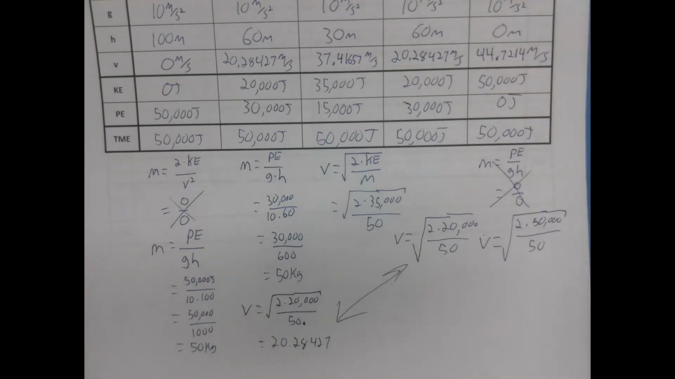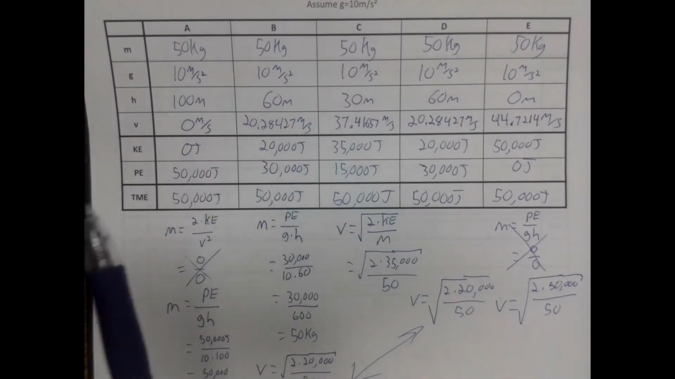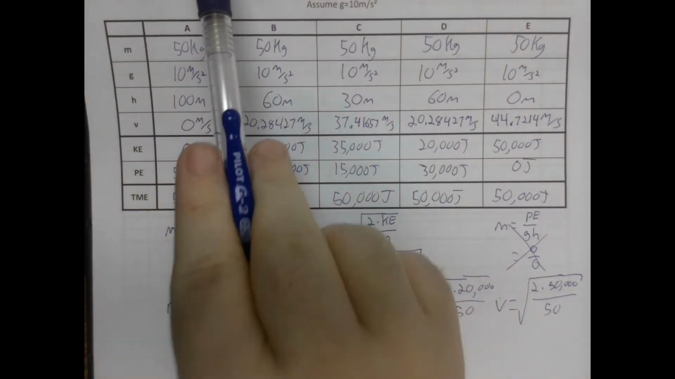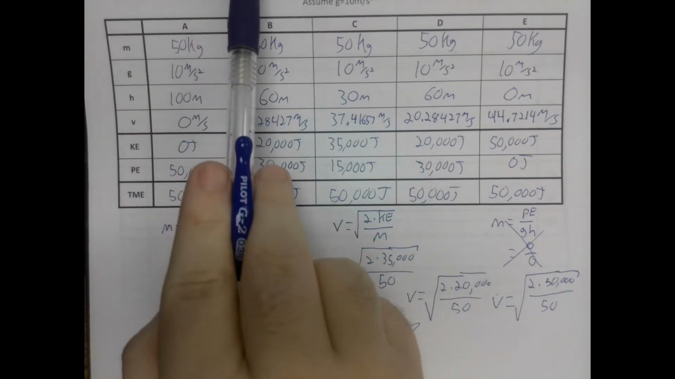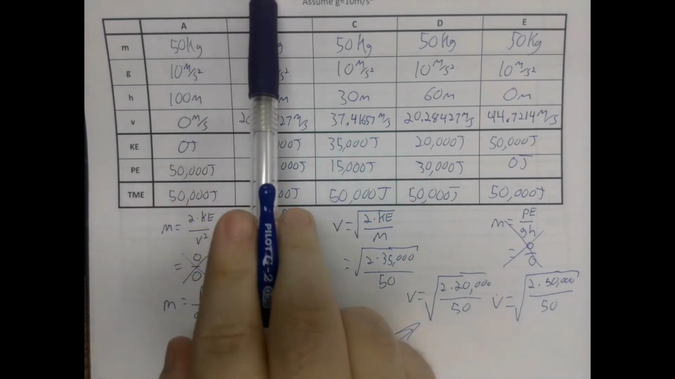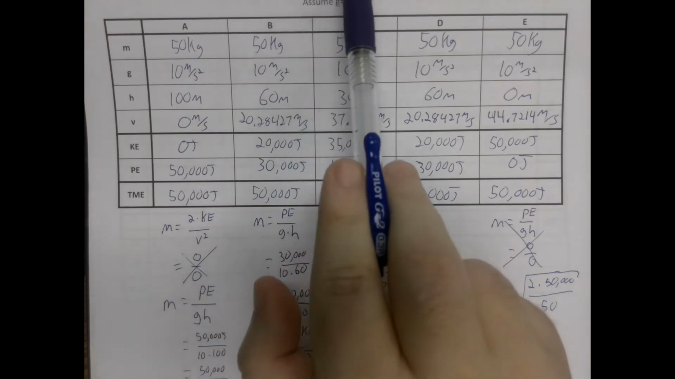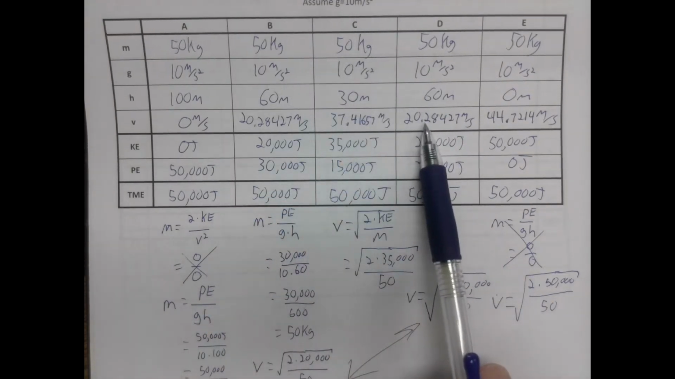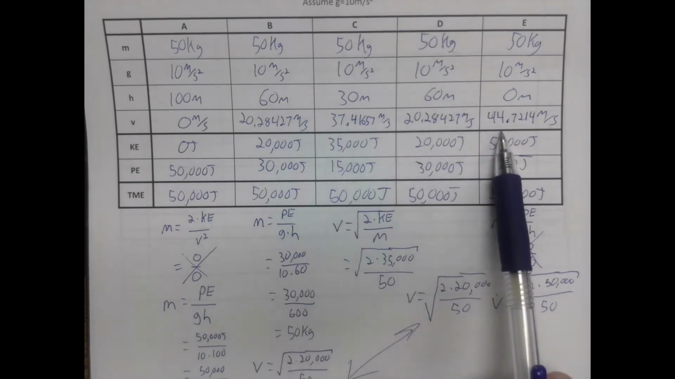So let's look at this. Let's look at the speeds versus heights. So over at A, the speed is 0. Once we go down, our speed increases to about 20. Then we go down and it goes to about 37. We then go up higher, it decreases to 20. And then we go to the very lowest point and we're now over at 44, close to 45.